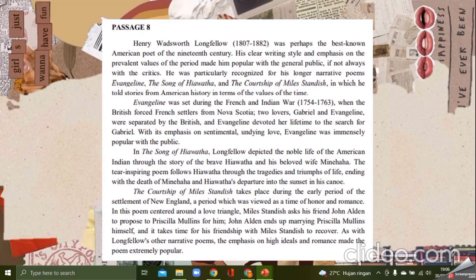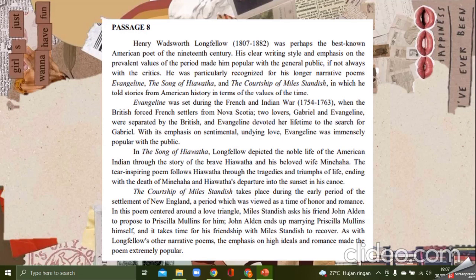Passage A. Henry Wadsworth Longfellow, born in 1807 until 1882, was perhaps the best known American poet of the 19th century. His clear writing style and emphasis on the prevalent values of the period made him popular with the general public, yet not always with the critics. He was particularly recognized for the longer narrative poems Evangeline, The Song of Hiawatha, and The Courtship of Miles Standish, in which he told stories from American history in terms of the values of the time.